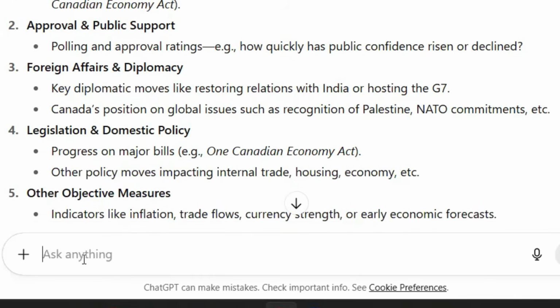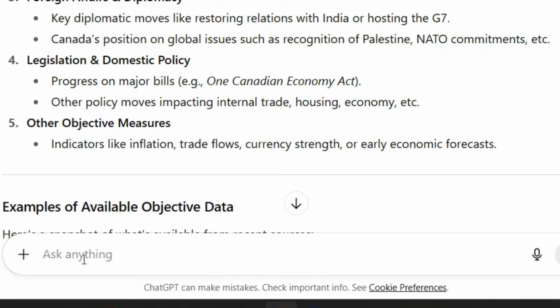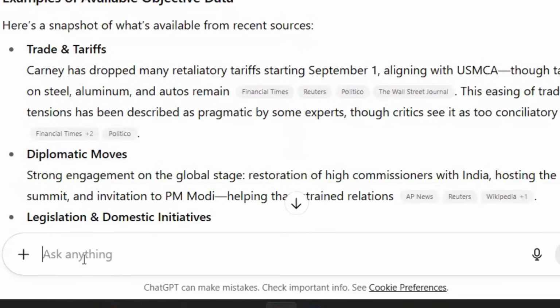Legislation and domestic progress on major bills. Other policy moves impacting internal trade, housing, economy. Other objective measures, indicators like inflation, trade flows, currency strength. These are examples of available. Objective. ChatGPT seems to be doing a pretty good job.